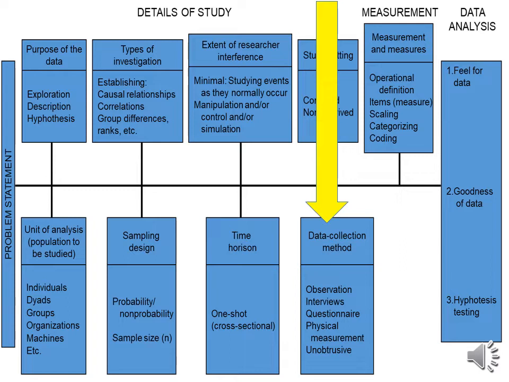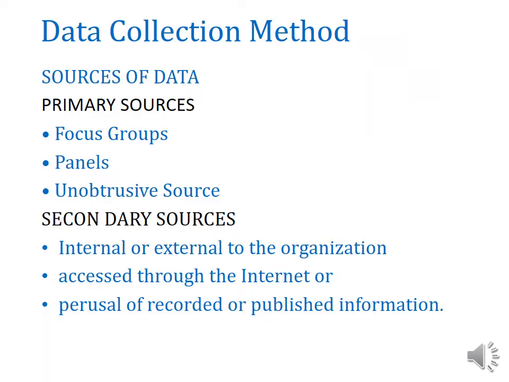Data collection methods are based on observation, interview, questionnaire, physical measurement and the unobtrusive approach of data collection. There are basically two sources of data collection, primary sources and secondary sources. As you know, focus groups, panels and unobtrusive sources are part of the primary sources of data. When a researcher collects data from a focus group, from a panel, or from an unobtrusive source, it means the origins of the data.